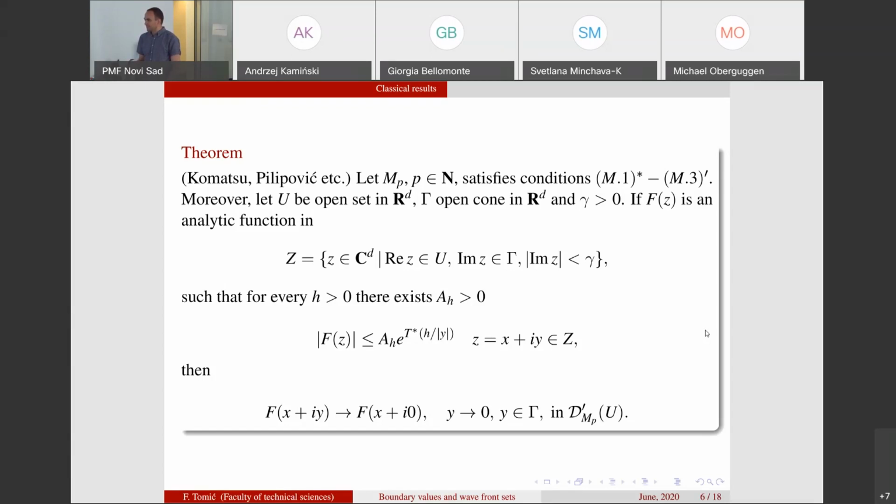And if it satisfies this type of estimate, where we have this T star here, again, it is singular at 0. Then when we let epsilon tend to 0, we end up in this D prime. And so we end up in the corresponding ultra-distribution space.